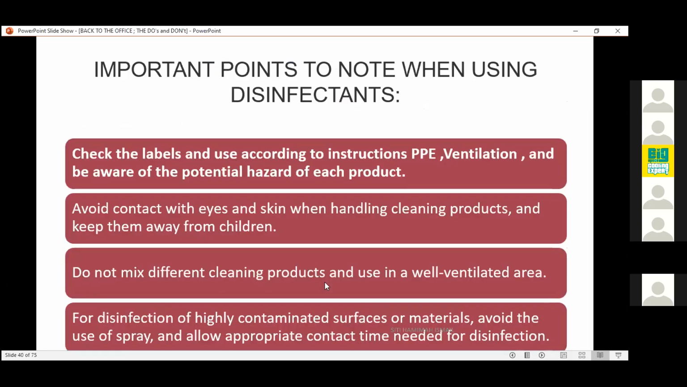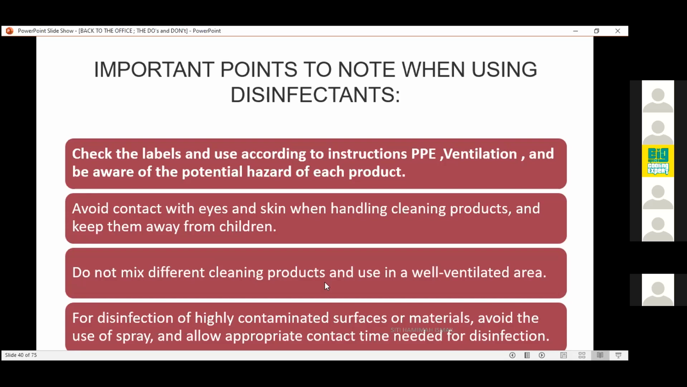Okay. Bila you guna disinfection, check the label. Okay, kena tengok PPE apa yang perlu. Okay, and then you kena tahu bila certain chemical dia require certain ventilation. Dia mungkin suruh you guna dalam natural ventilation. Dia mungkin suruh you guna dalam keadaan where you have to on your exhaust fan. Okay, and then you kena aware what is the potential hazard for each product.